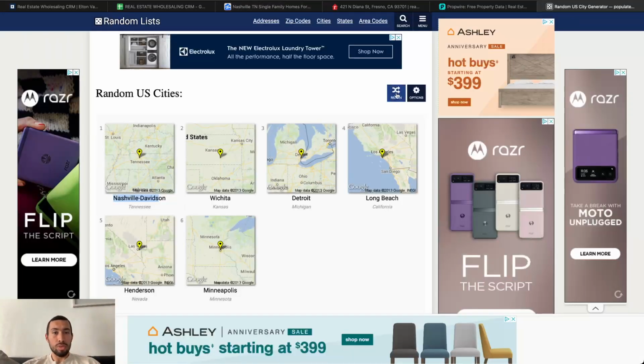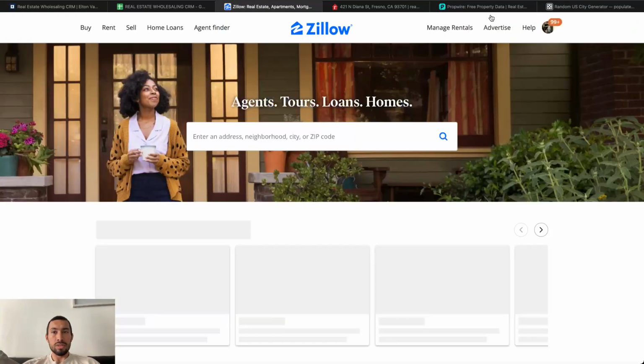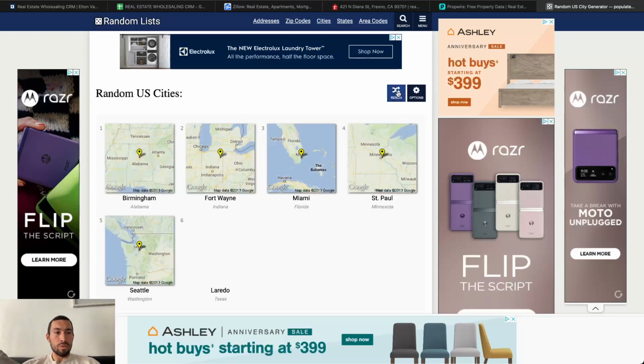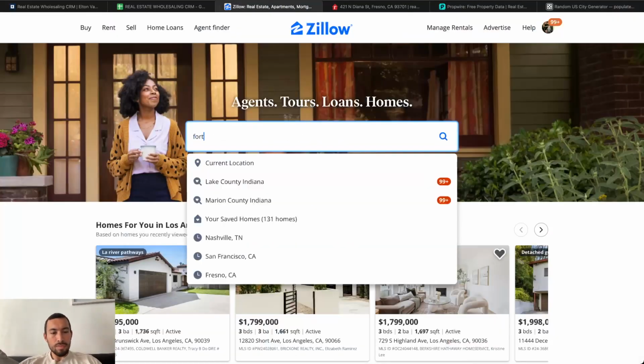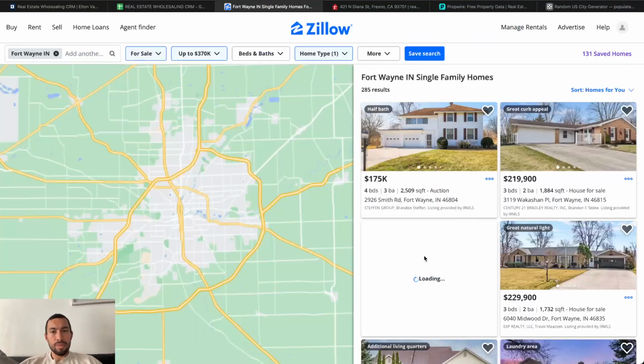So let's go through a whole different city. Let me restart all over again on Zillow. So again, refresh the area. Let me go through random cities again. Let's go with right here. Let's go with Fort Wayne, Indiana. Bam.